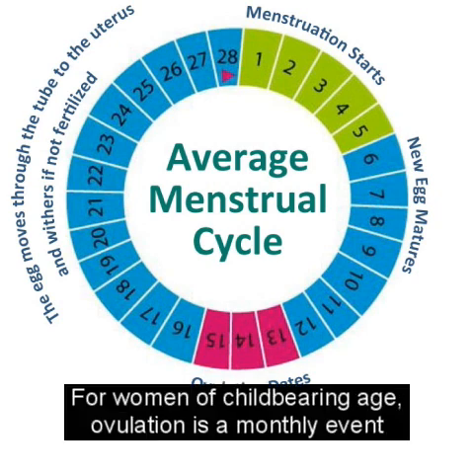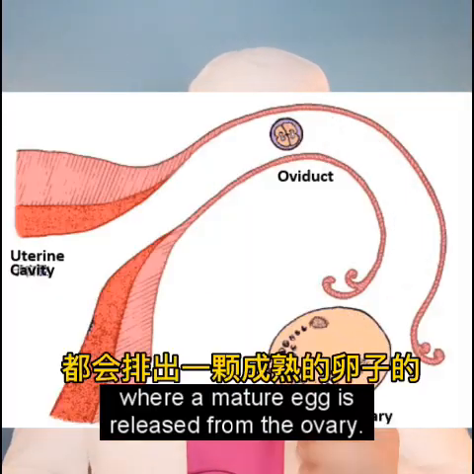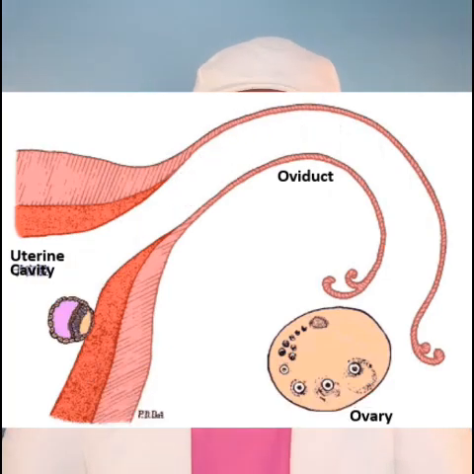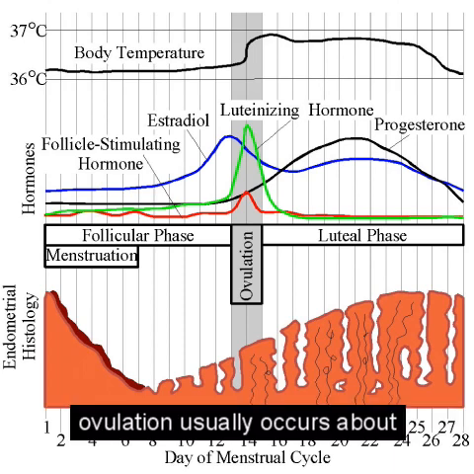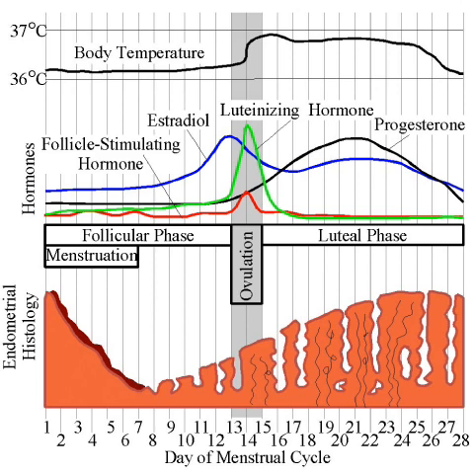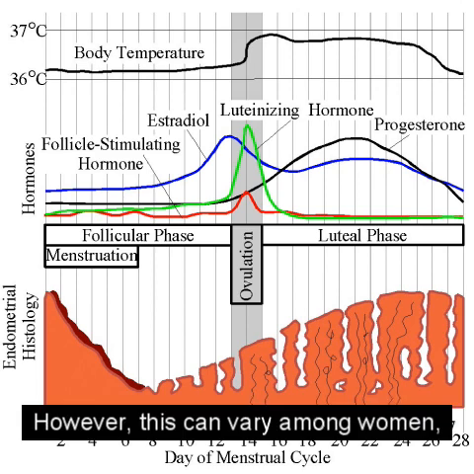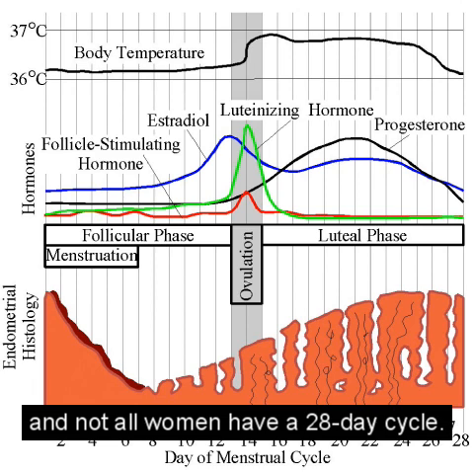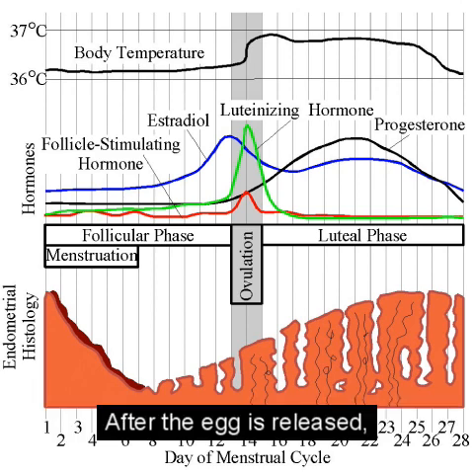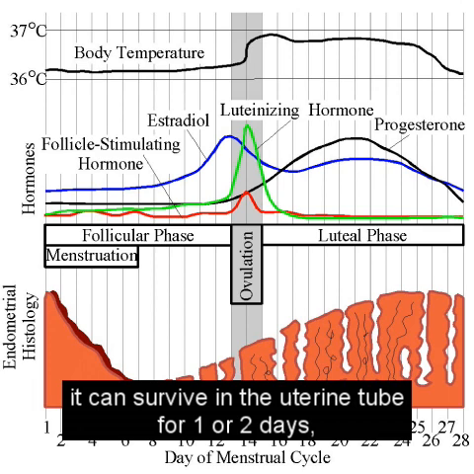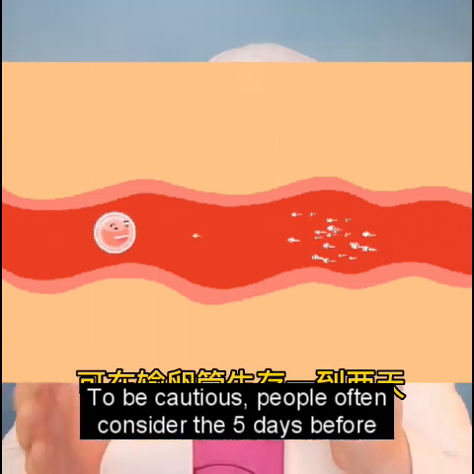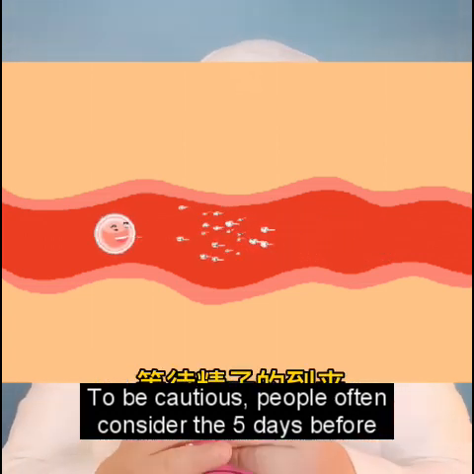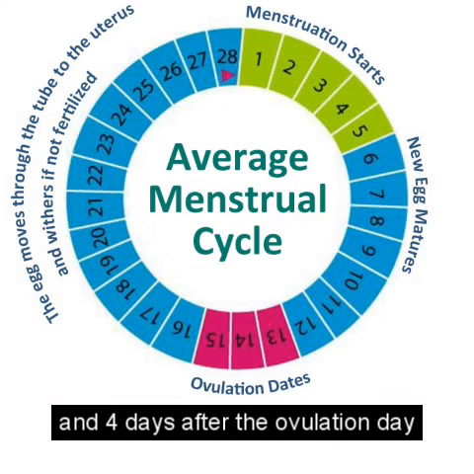Ovulation phase. For women of childbearing age, ovulation is a monthly event where a mature egg is released from the ovary. For women with regular menstrual cycles, ovulation usually occurs about 14 days before the next period. However, this can vary among women, and not all women have a 28-day cycle. After the egg is released, it can survive in the uterine tube for 1 or 2 days, waiting to meet a sperm. To be cautious, people often consider the 5 days before and 4 days after the ovulation day as the ovulation period.